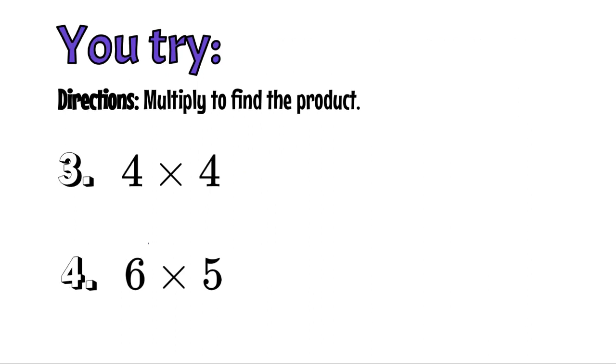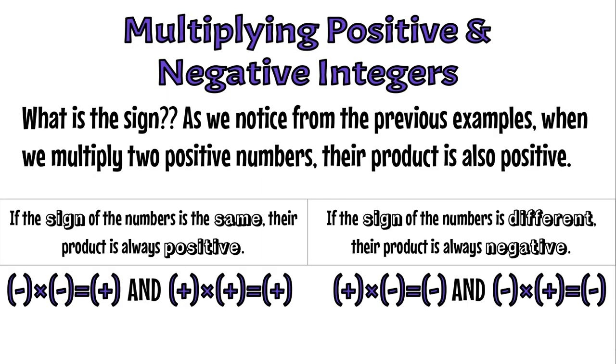All right, now it's time for you to try some examples. Multiply the integers to find the product. Pause the video and try numbers 3 and 4. Hopefully you paused the video and found that 4 times 4 is equal to 16 and 6 times 5 equals 30.